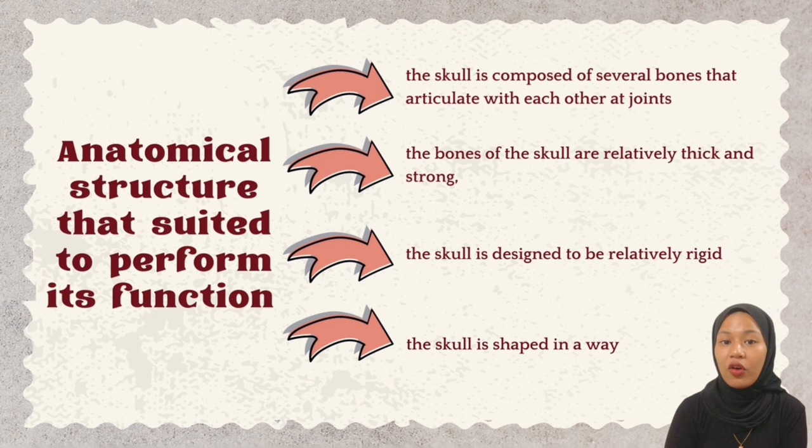Second, the bones of the skull are relatively thick and strong, which helps to absorb and distribute force that is applied to it. Third, the skull is designed to be relatively rigid, which helps to protect the brain and other soft tissue within the skull from injury. Finally, the skull is shaped in a way that helps to protect the brain and other vital organs from impact and injury. So overall, the anatomical structure of the skull is well designed to perform its function of protecting the brain and other vital organs effectively.